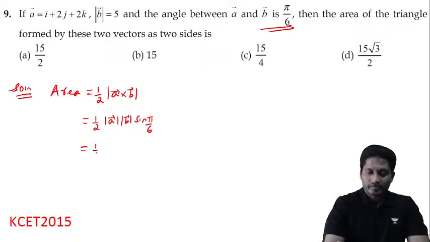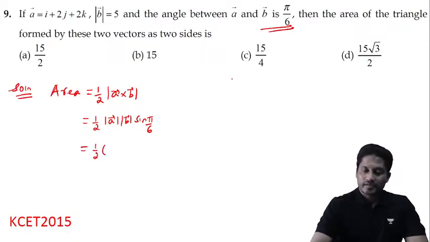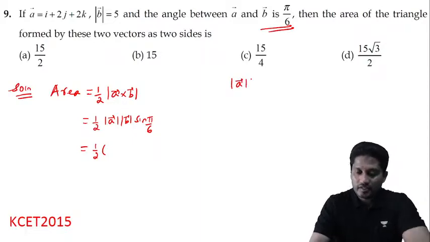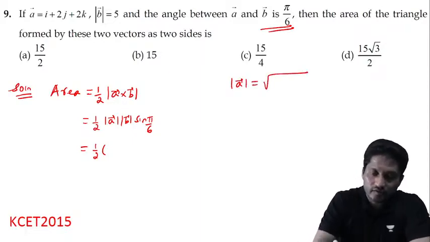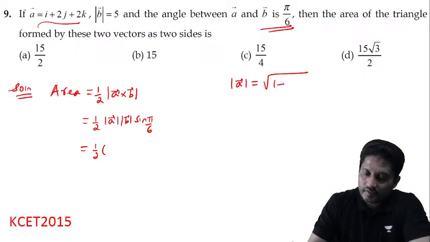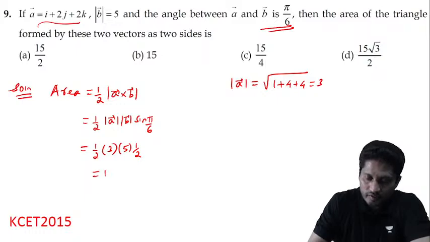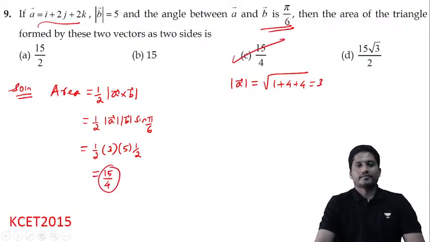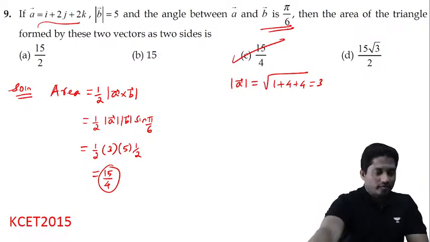Equal to half of modulus of A, which is root of 1 plus 4 plus 4, root 9, that is 3. Modulus of B is 5. Sine 30 is half. It will be equal to 15 upon 4. Answer is option C. Let's move to the next question.